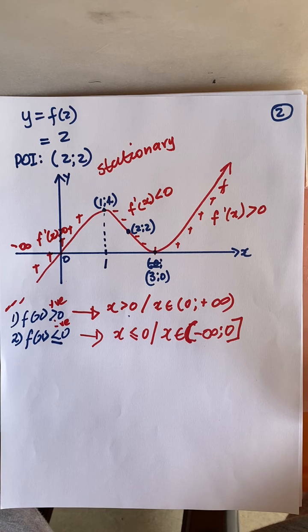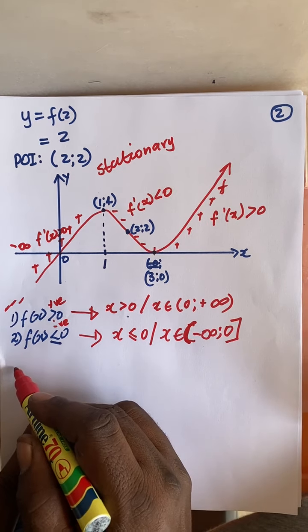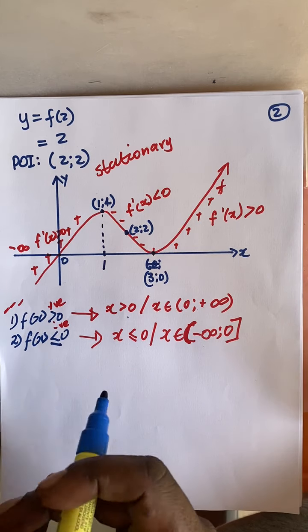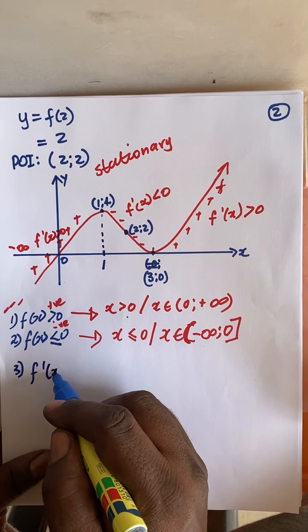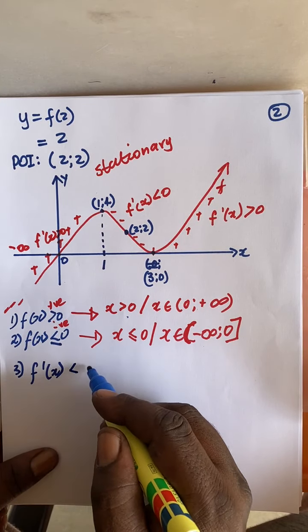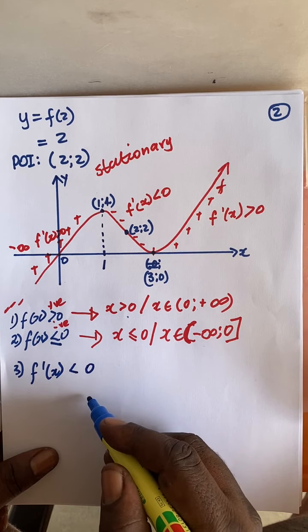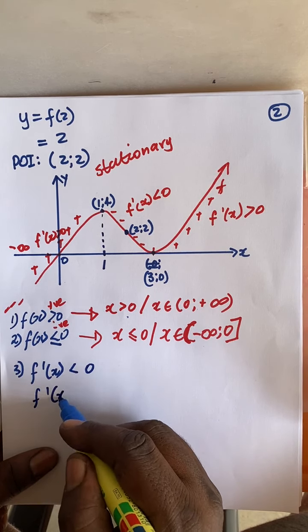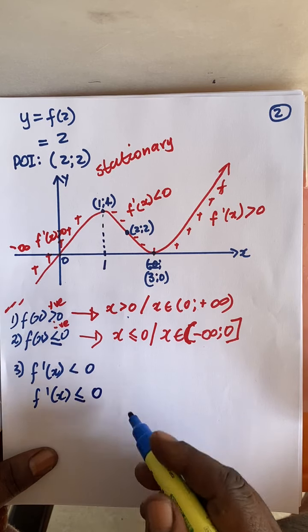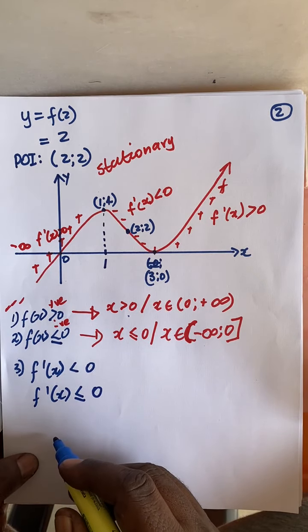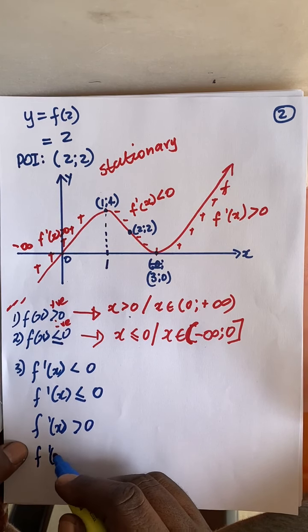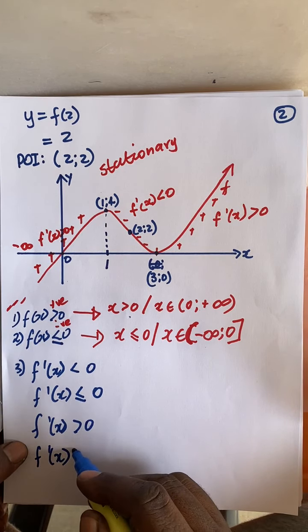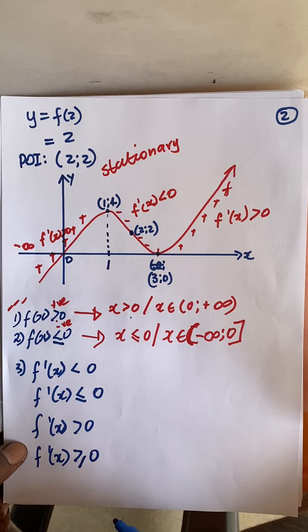Determine the values of x. Determine the values of x for which f prime x is less than 0. Now, for which f prime x is less or equal to 0. Determine the values of x for which f prime x is greater than 0. Now, determine the values of x for which f prime x is greater or equal to 0.